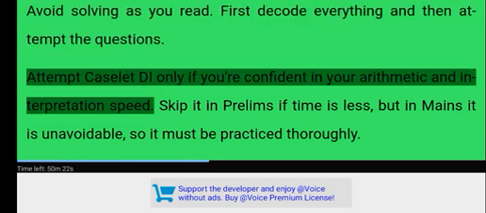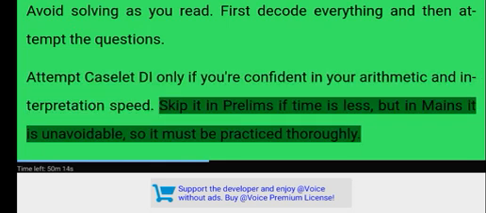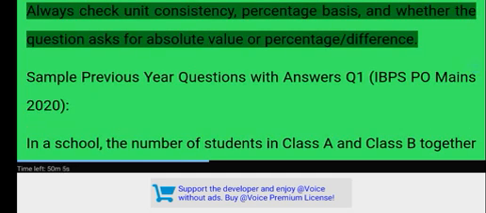Attempt Caselet D only if you're confident in your arithmetic and interpretation speed. Skip it in prelims if time is less, but in mains it is unavoidable, so it must be practiced thoroughly. Always check unit consistency, percentage basis, and whether the question asks for absolute value or percentage difference.